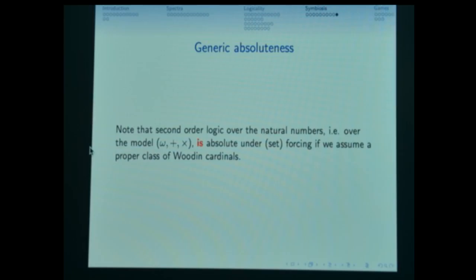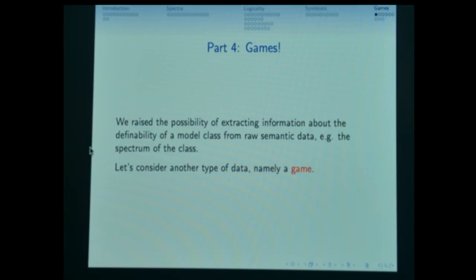Okay, finally, another approach to this question of finding a syntax for a model class, or extracting a syntax from a semantically presented object. If you like, we're given some kind of raw semantic data, for example, the spectrum of the class. How do we extract syntactic information? So we should think about games.